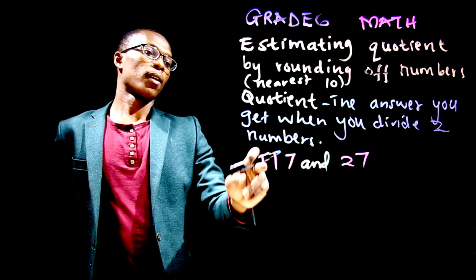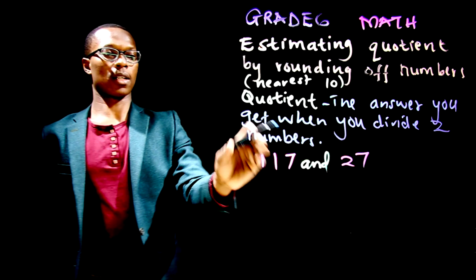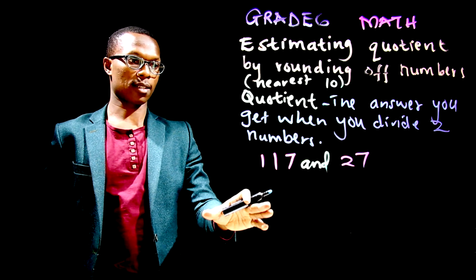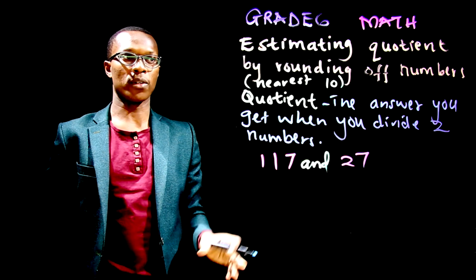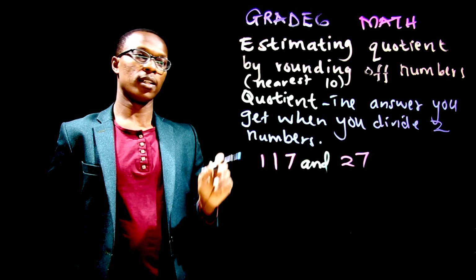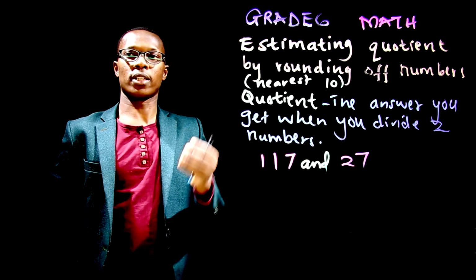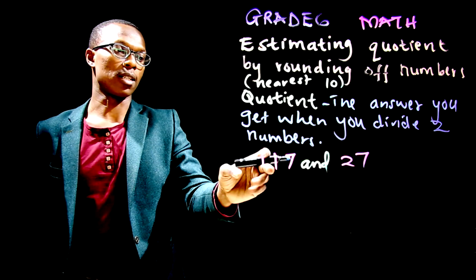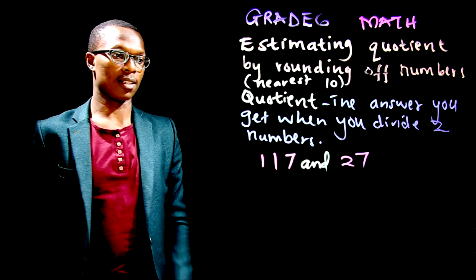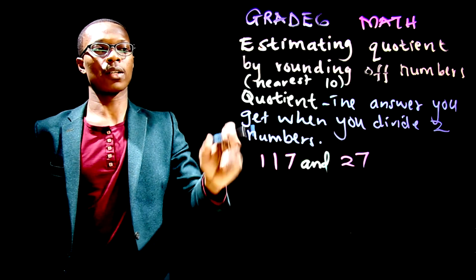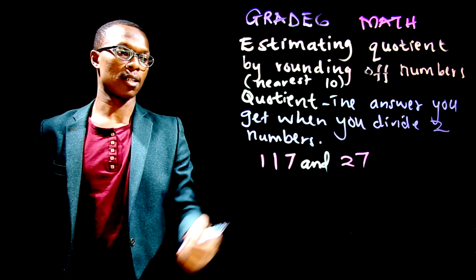So let's see. First of all, you'll have to round off the numbers first before you divide them. You have to round it off first before you divide them. So that rounding off is the same as trying to estimate them. So let's see, 117. Okay, we are rounding it off to the nearest tens.